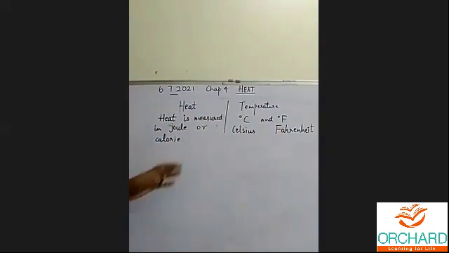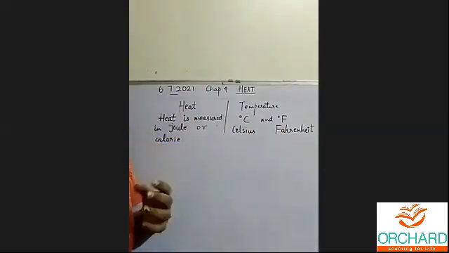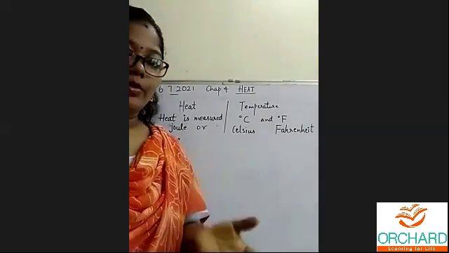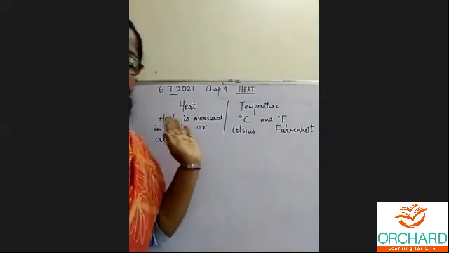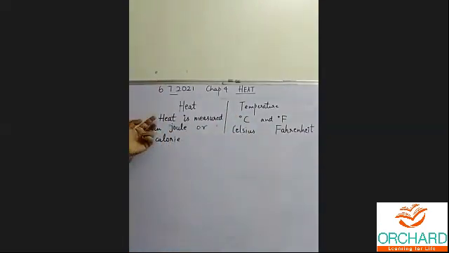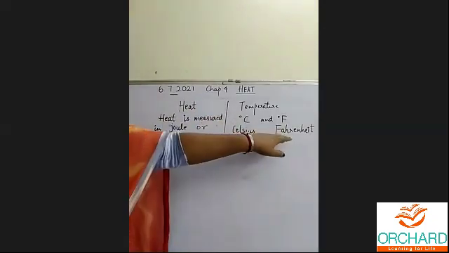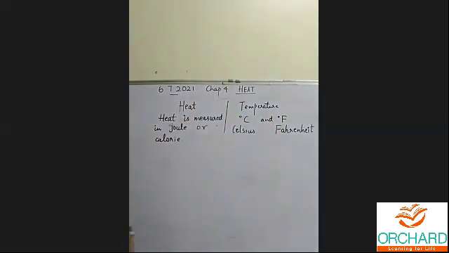Good. So heat is a form of energy. Temperature is the degree of hotness or coldness. Heat will not determine the direction of flow of heat, whereas temperature will. Heat is the cause of temperature, whereas temperature is the effect of heat. Heat is measured in joule or calories, and temperature is commonly measured in degree Celsius or degree Fahrenheit. How is it measured? Using a thermometer. Now we'll see about the thermometer.